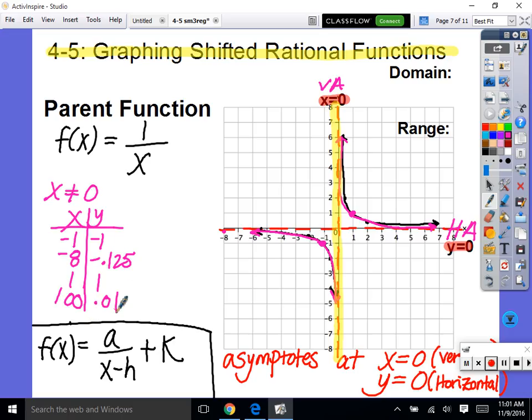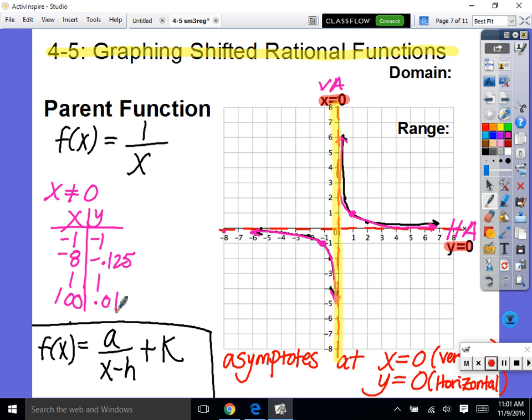0.01. Isn't that pretty much 0? So do you see where this asymptote, the horizontal asymptote, is coming from? The end behavior. Okay, awesome. Okay, so now we're going to take this and shift it around. Actually, I really want to show you this because I think it's kind of cool.